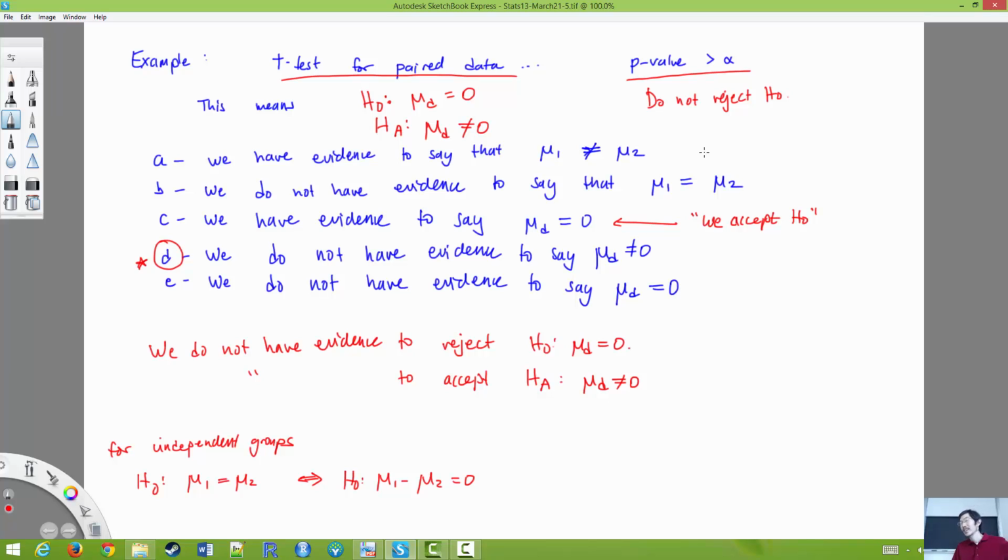Let me just make sure I'm hearing that correctly. In this case, we don't have evidence to accept the alternative hypothesis. That doesn't mean that the null hypothesis is correct. Because we're not accepting the alternative hypothesis, we can't accept the null hypothesis. Correct. Yes. Just because you are not accepting the alternative doesn't mean you are accepting the null.